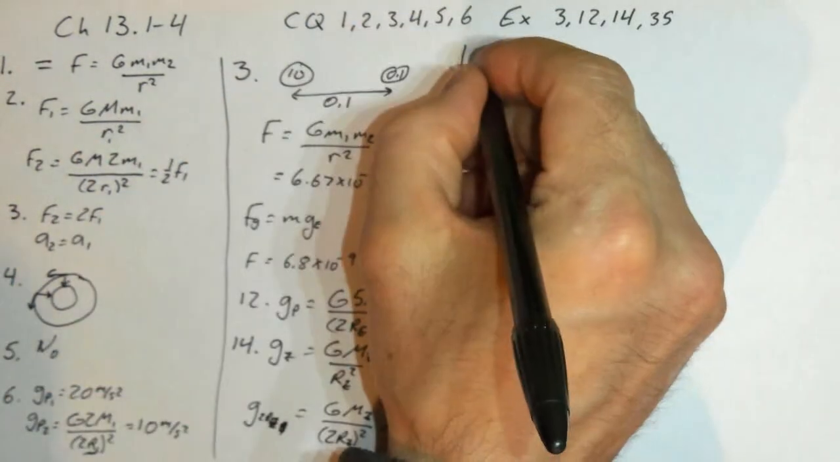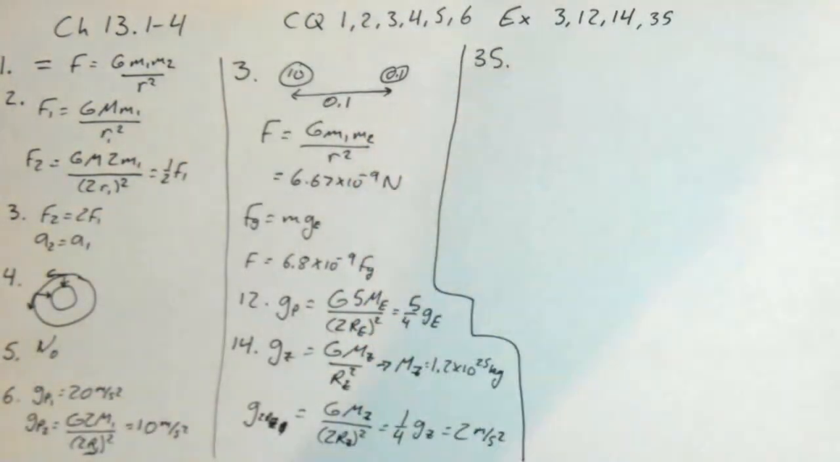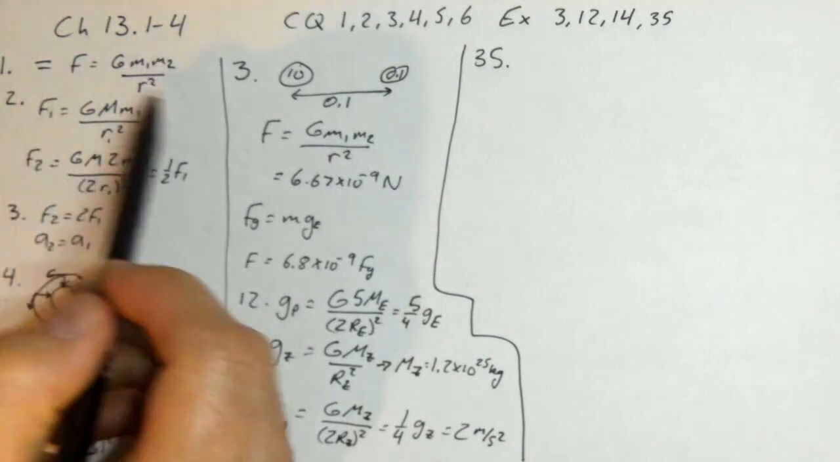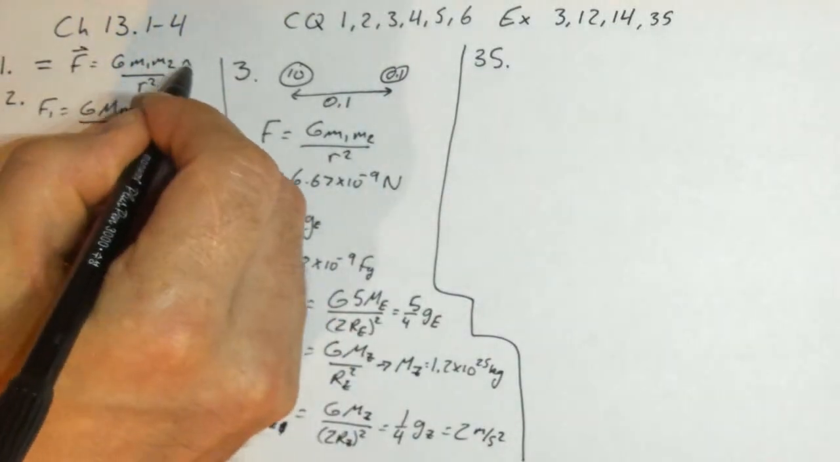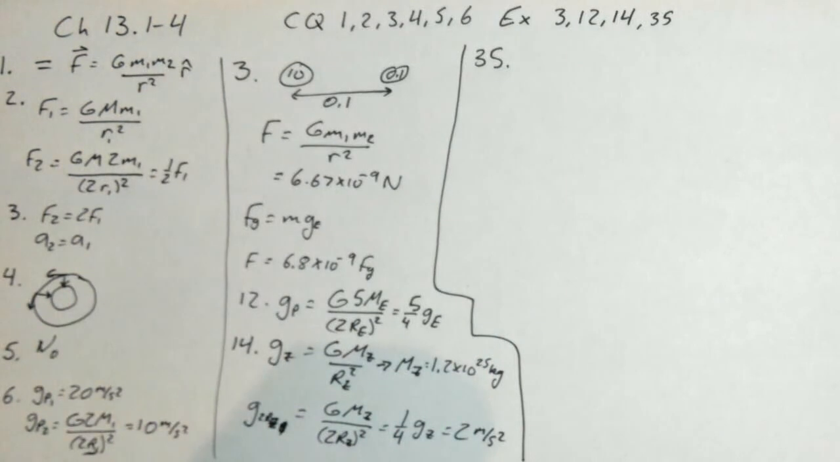This is number 35. Now 35 is simply going to focus on this equation, but we need to remember it's a vector, and so we're going to need to deal with components. We're going to find the magnitude of the force, but it's going to be first finding components.